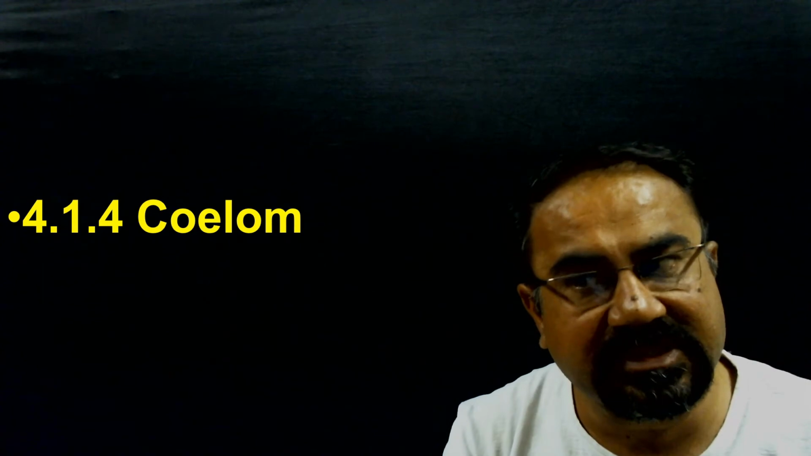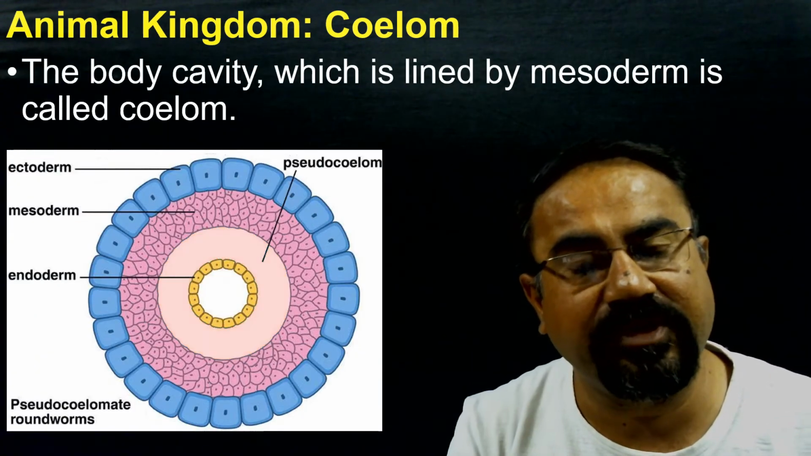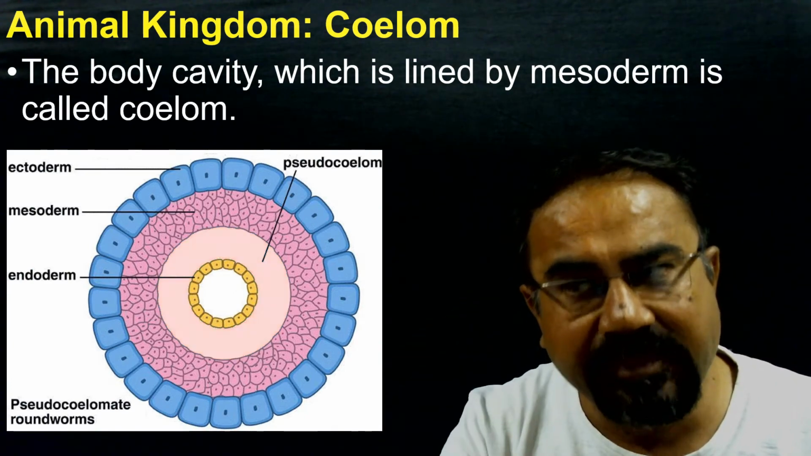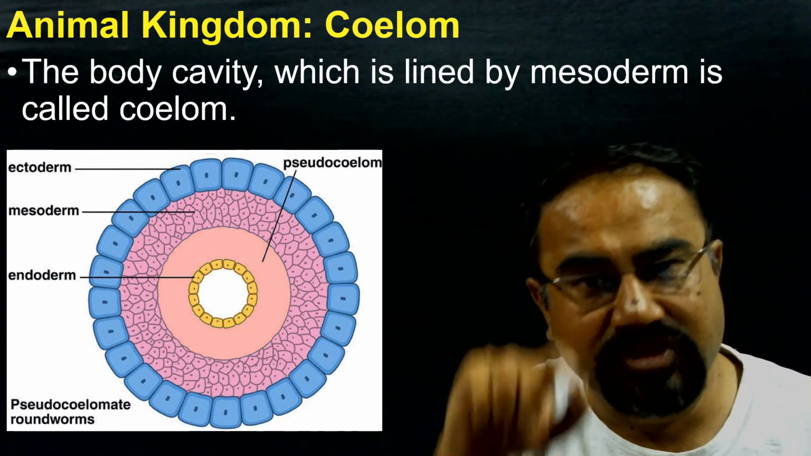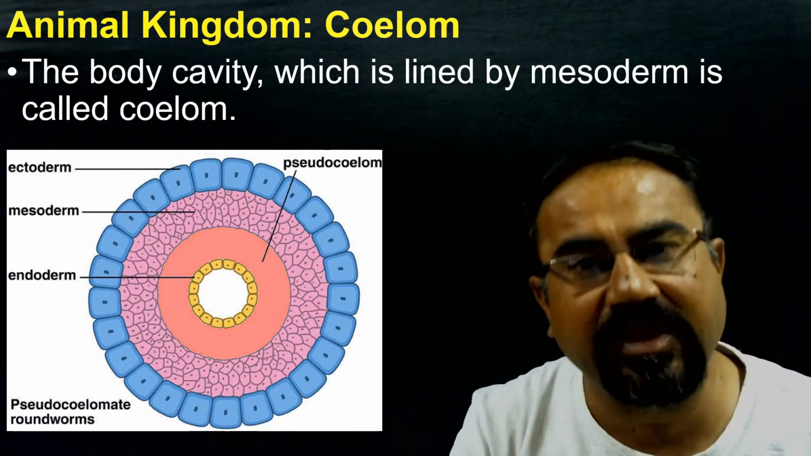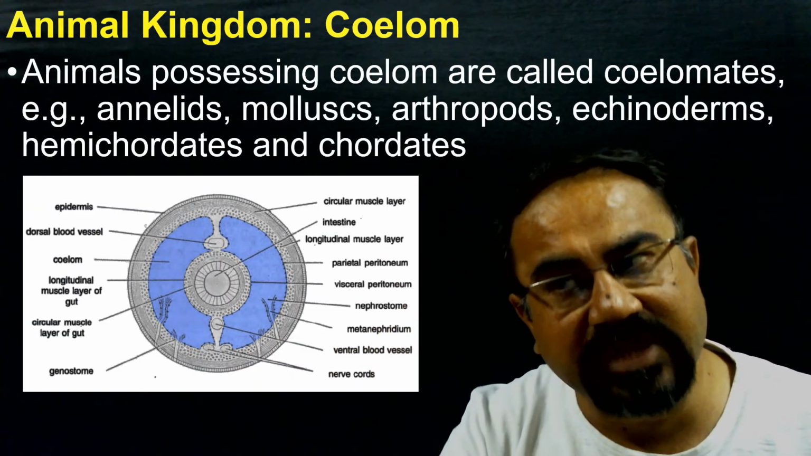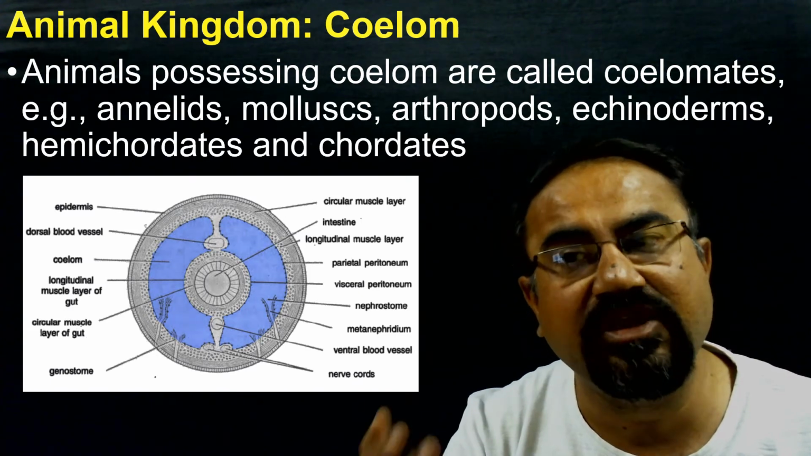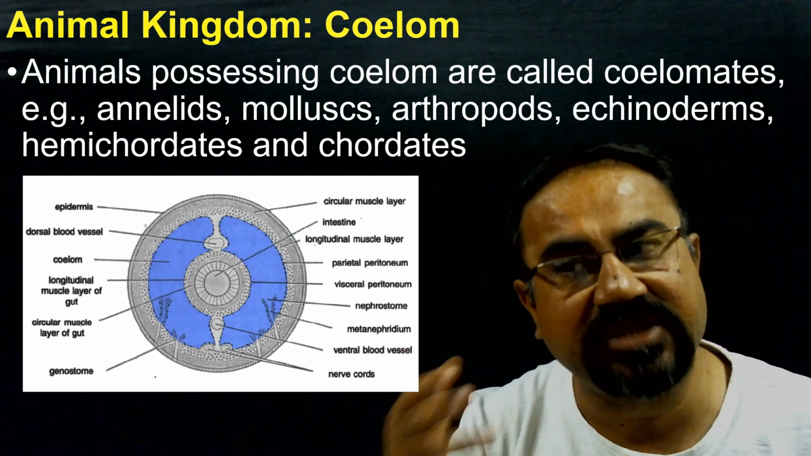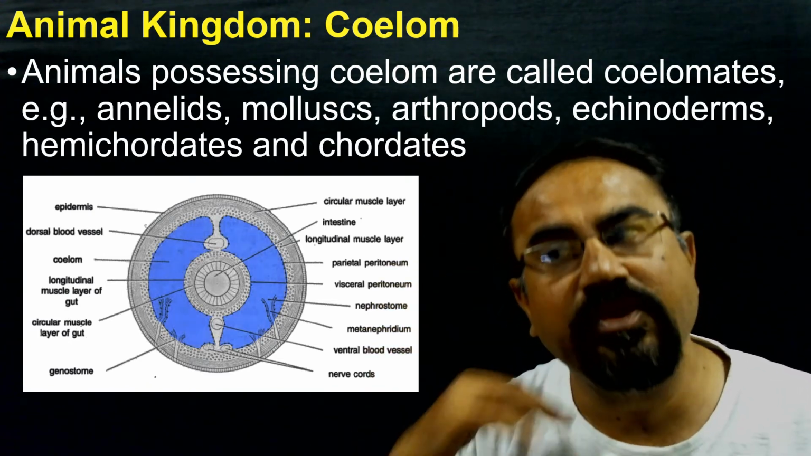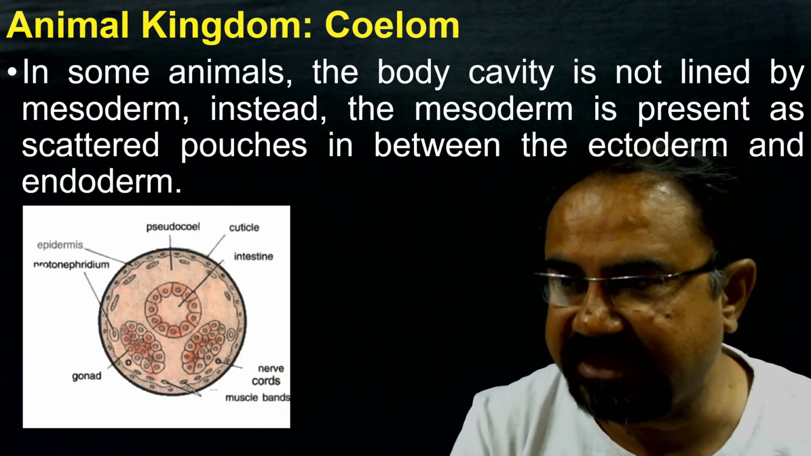Next we are moving toward coelom. Presence or absence of the coelom, or a cavity, is very important in classification. Body cavity, that is the coelom, is lined by mesoderm, and जो coelom mesoderm से line है, मतलब उसकी outer layer जो है वो mesoderm की है, उसको हम बोलते हैं coelom. Those animals which have a coelom are known as coelomates. Annelids, mollusca, arthropods, echinoderms, hemichordates and chordates, we all have a coelom, so we are all known as coelomates. हमको coelomate कह सकते हैं.